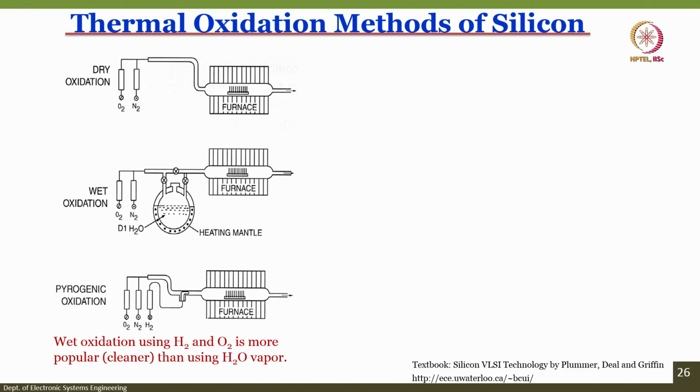Now, dry oxidation. Let us see the first one, which is dry oxidation. In this technique, you have oxygen, nitrogen, and silicon wafers. The silicon wafers are placed in a furnace. The way the reaction occurs: first, this is a valve. The circle with a dot is N2, the circle with a dot is O2, and the circle with a cross is a valve.